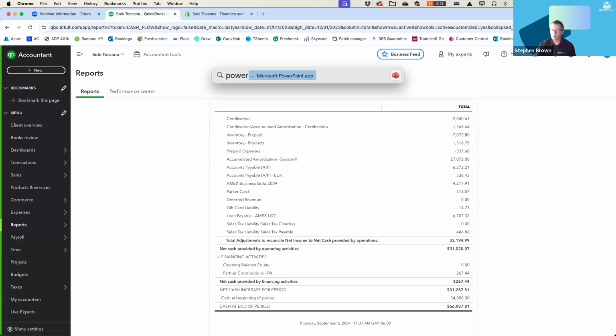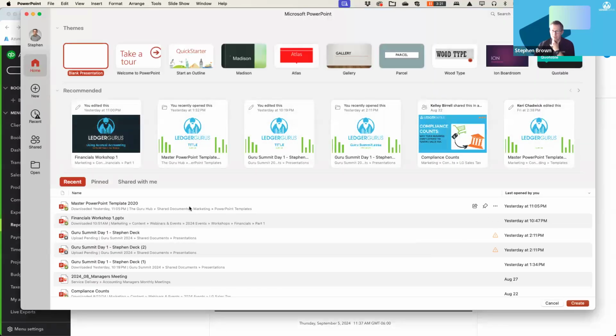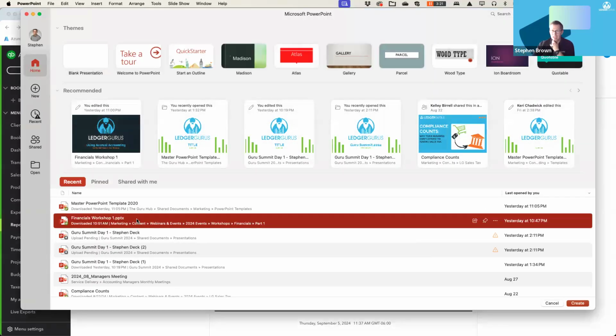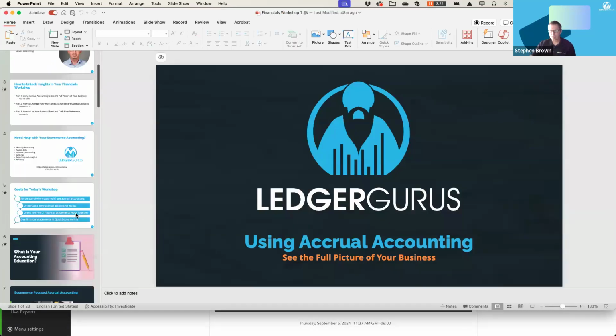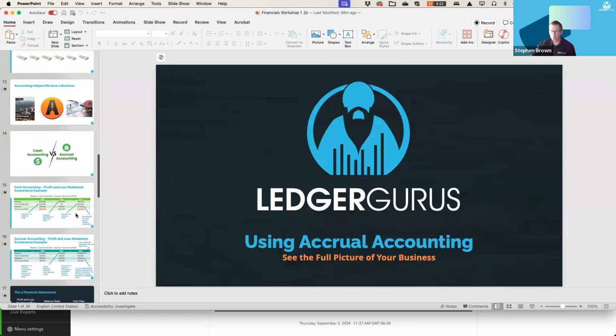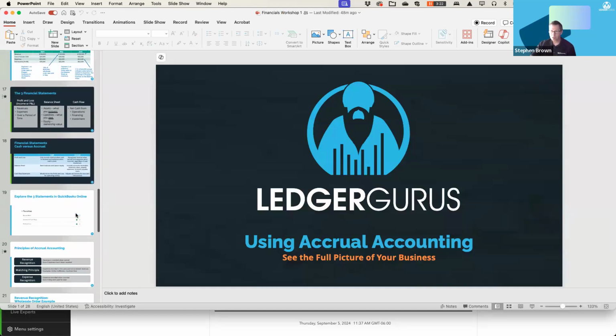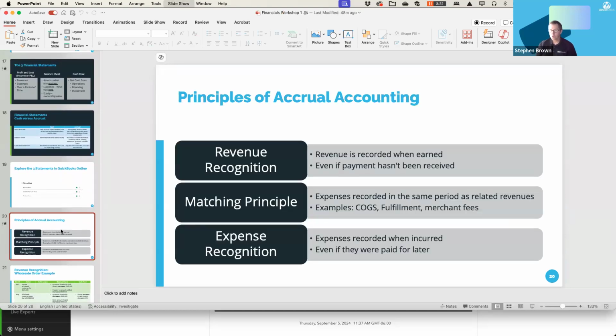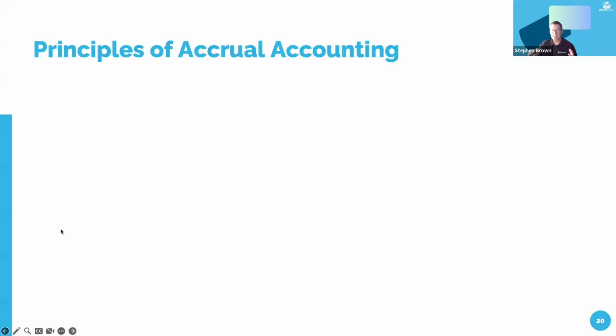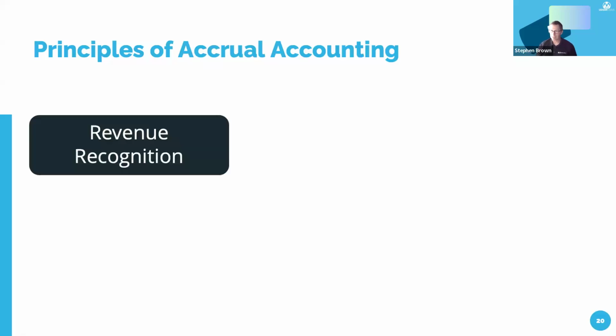Okay, so we've talked about the financial statements. I've shown you the financial statements and how we structure them in this example. Let's talk through how a little bit of accrual accounting works. So where were we? We left off here. There are these principles. When you're looking at these statements, there are some principles that you really need to understand. They'll help you understand what you're looking at.